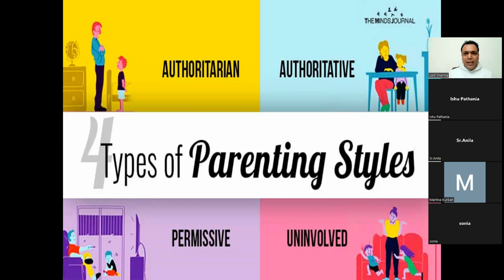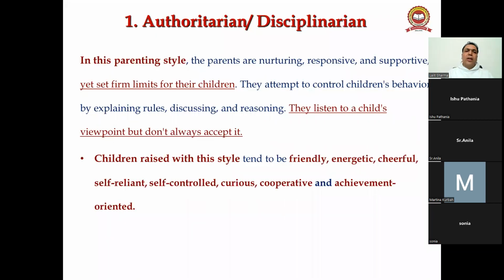And side by side, first we will understand the meaning of all four types of parenting style, and second, we will also see the impact of all these types of parenting style on child development. Okay, so first we discuss the authoritarian, right? Authoritarian is also known as the disciplinarian style of parenting.